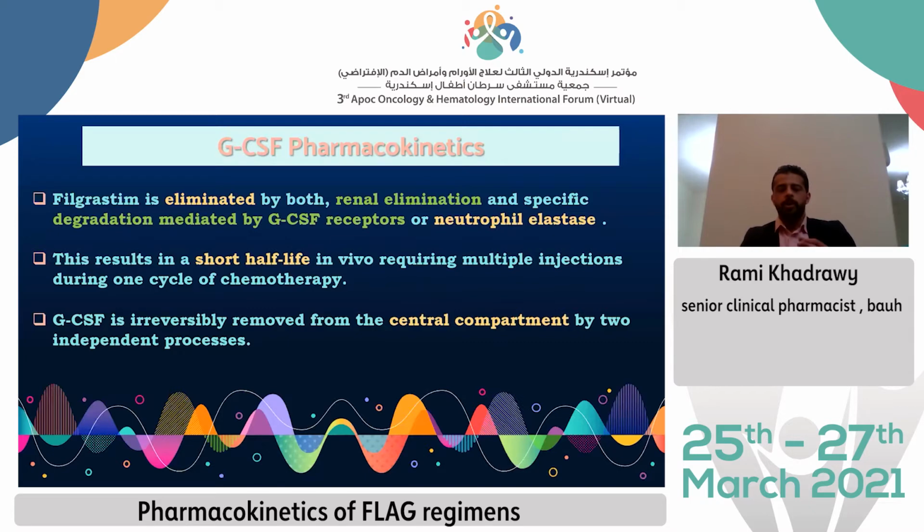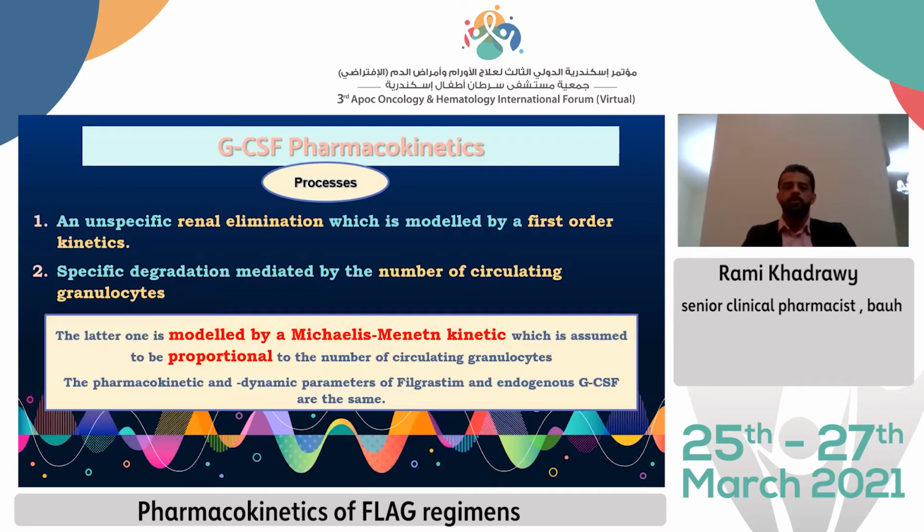G-CSF passes through three main compartments: the subcutaneous compartment, the central compartment and the peripheral compartment. It is eliminated from the subcutaneous compartment by the Michaelis-Menten equation, where it is saturable with nonlinear pharmacokinetics, and eliminated from the central compartment by both mechanisms. The unspecific renal elimination is modeled by first-order pharmacokinetics, meaning it is not saturable, and the specific degradation is mediated by the number of circulating granulocytes, which is saturable, mediated by Michaelis-Menten kinetics, and proportional to the number of circulating granulocytes.